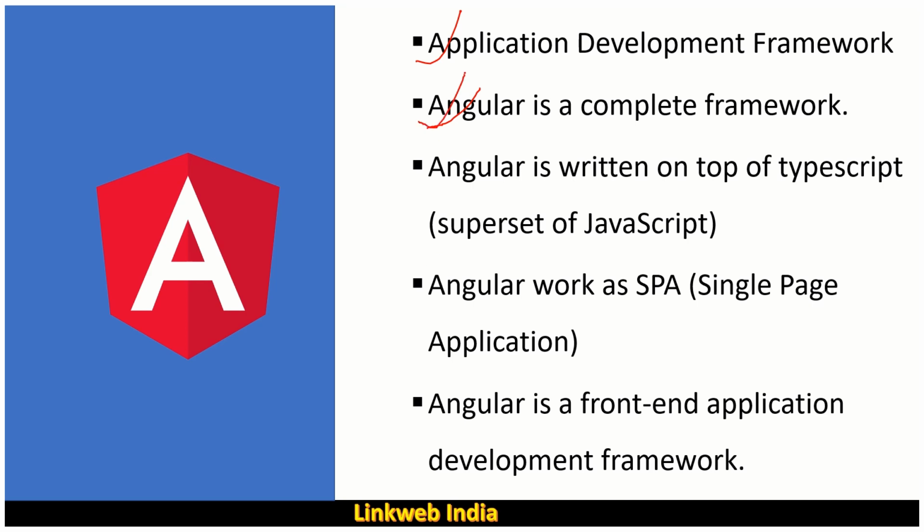Angular is basically a JavaScript-side framework. It means Angular is just a library, and Angular is written on top of TypeScript, which is called a superset of JavaScript. Angular is a complete framework itself, and if we develop our application using the Angular framework, it is not mandatory to use any other library or framework.